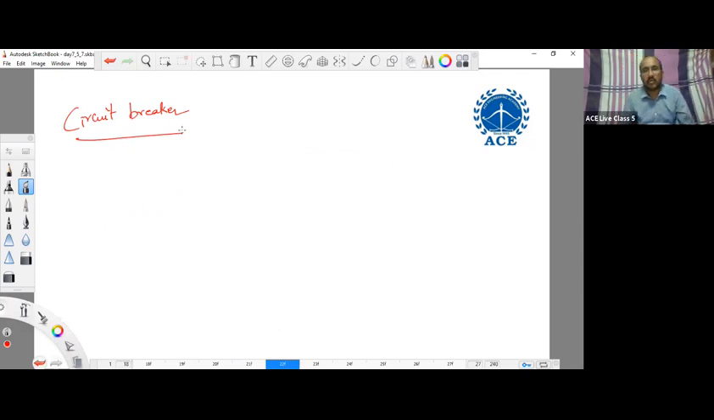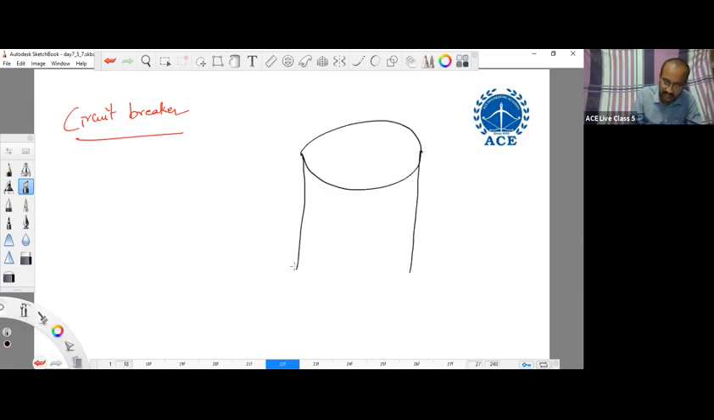If you visualize a circuit breaker practically, how it appears. Have you seen the circuit breaker practically? There will be a circuit breaker tank like this. If you observe physically a circuit breaker at the substation, there will be a circuit breaker tank.